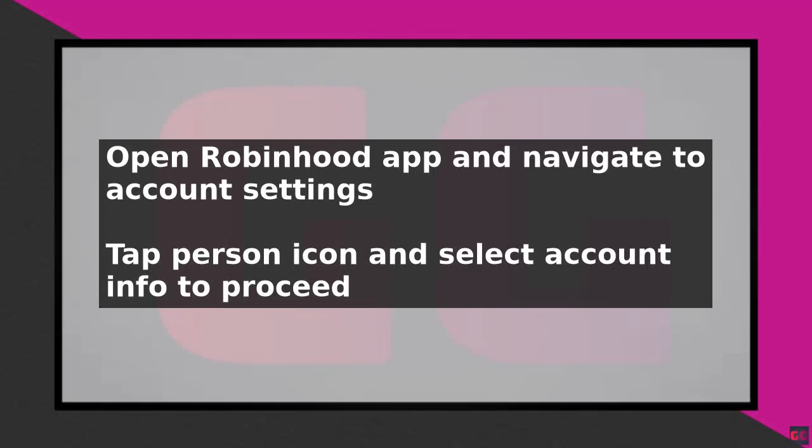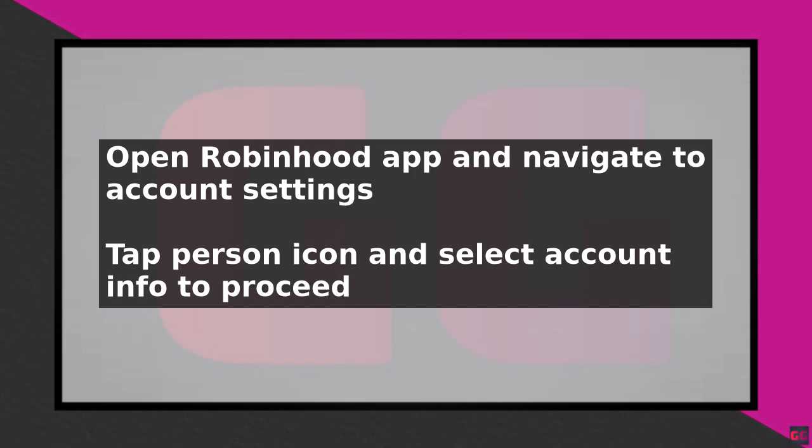Changing your bank account in Robinhood is a straightforward process that can be completed in a few steps. To start, open the Robinhood app and navigate to the account settings. This can be found by tapping the person icon in the bottom right corner of the screen. Then select Account Info. Next, scroll down to the Funding Sources section and select Bank Accounts.